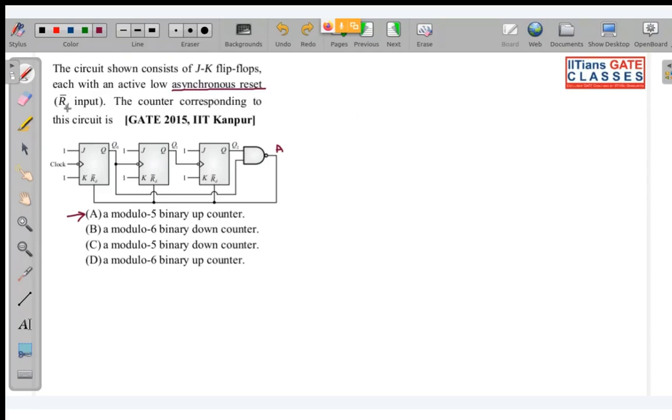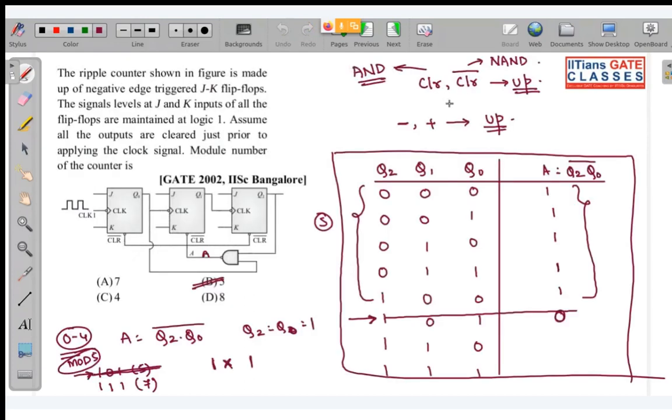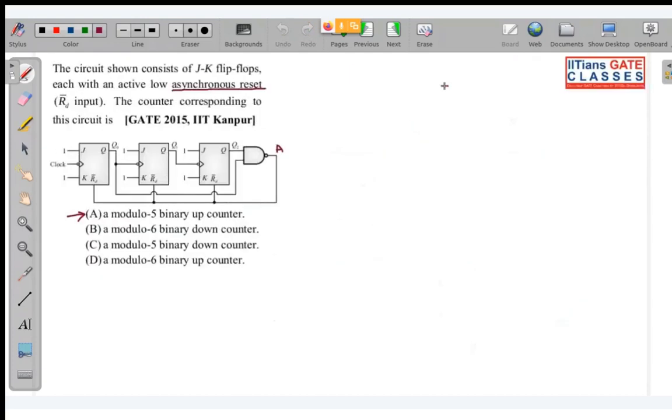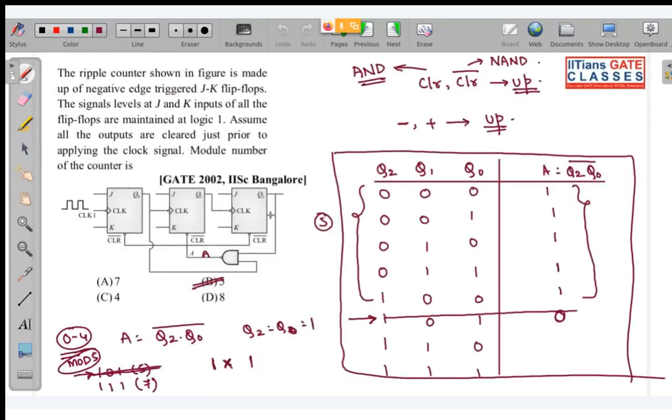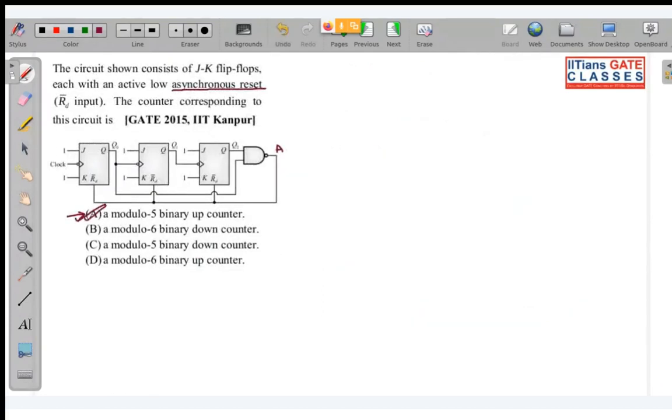Why will it be down counter? You have a reset input. Reset means it is actually clear only. Reset means you reset the 1s to zeros. Reset means clear input only. This is active low. The same question has been asked, I guess. Yes, the same question. So this is also a mod 5 up counter. And Shubham, you have said the wrong thing. This is not a down counter, and still you are getting the same, the correct answer.